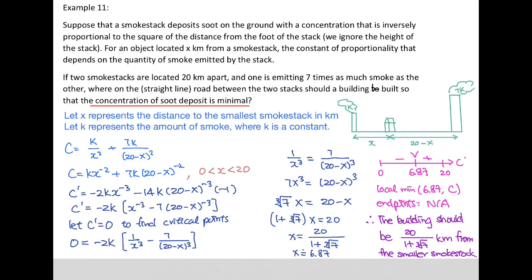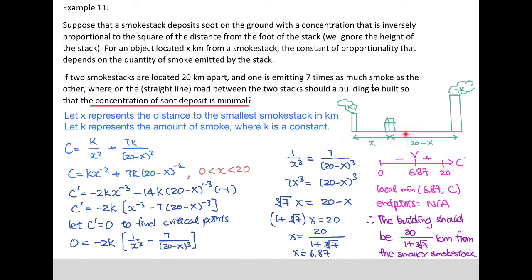Question 11. If two smokestacks are located 20 kilometers apart and one is emitting 7 times as much smoke as the other, where on the road between the two stacks should the building be built so that the concentration of the smoke is minimum?